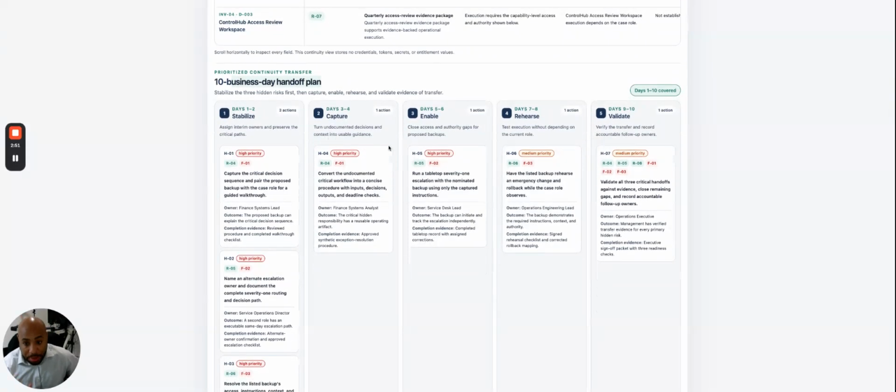And so this captures everything that needs to happen in order to hand off these things in a reasonable amount of time. This is Continuity IQ.